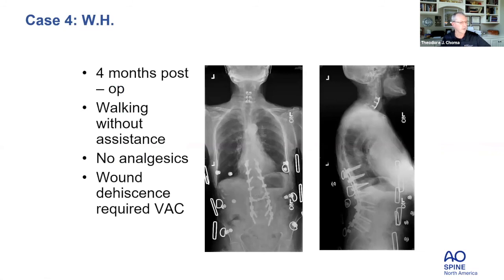And so her course was not perfect. She had a wound dehiscence that required us to place a vac sponge, but we were able to get her wound to close and heal up. And these were X-rays with brace supplementation that you can see at 4 months. And so this patient who had come to me in a wheelchair was comfortable enough and had enough motor function to be able to walk into clinic. That was pretty gratifying.